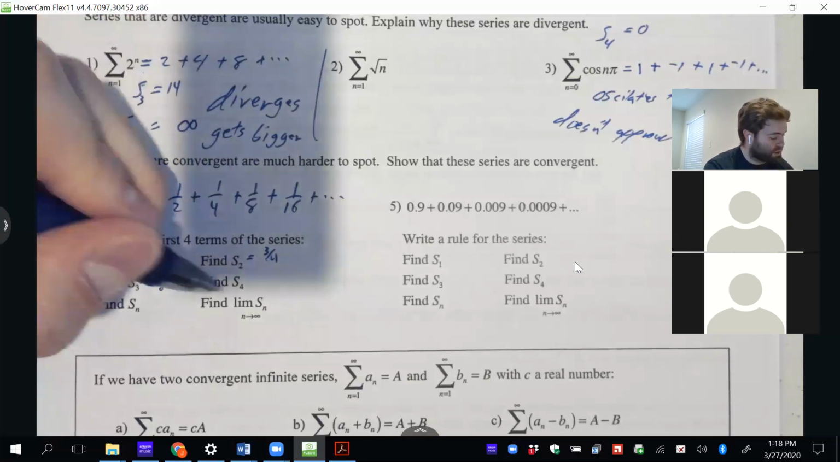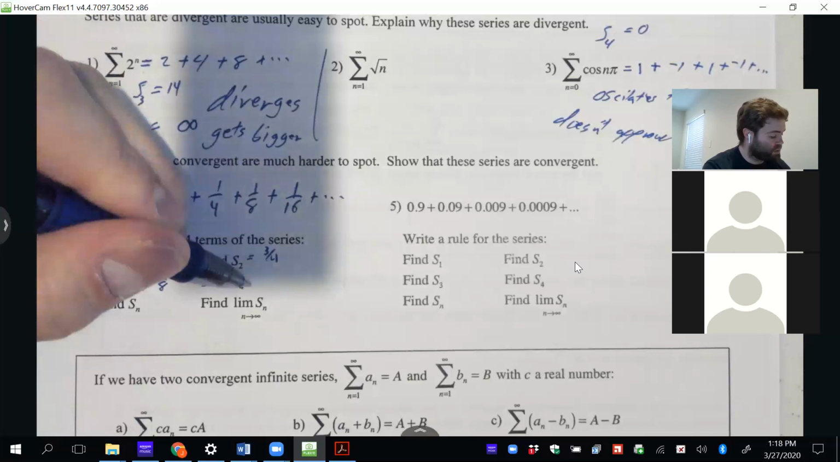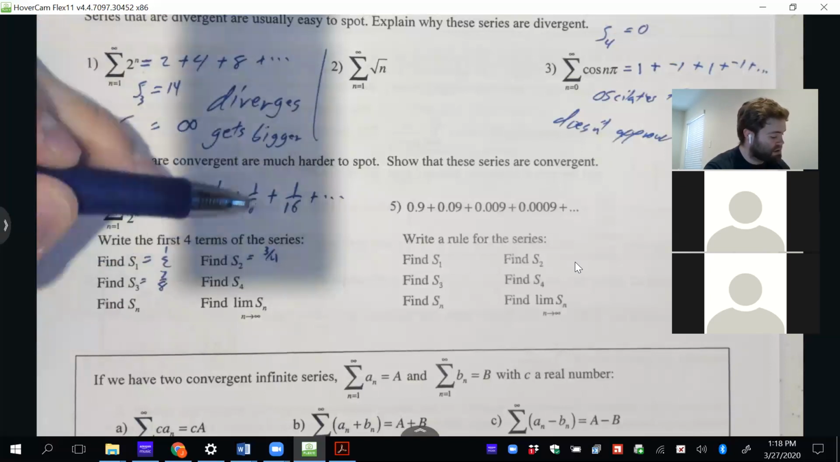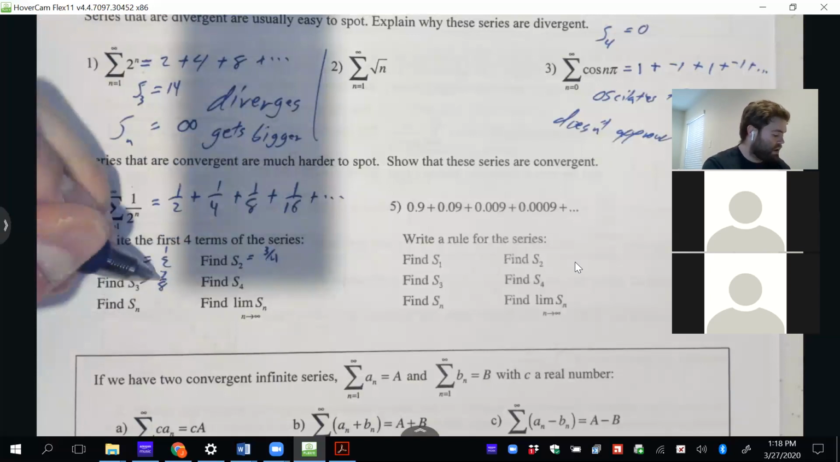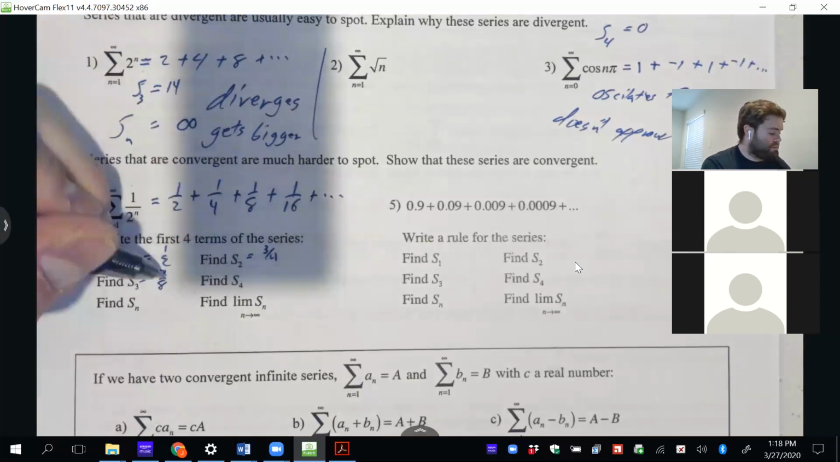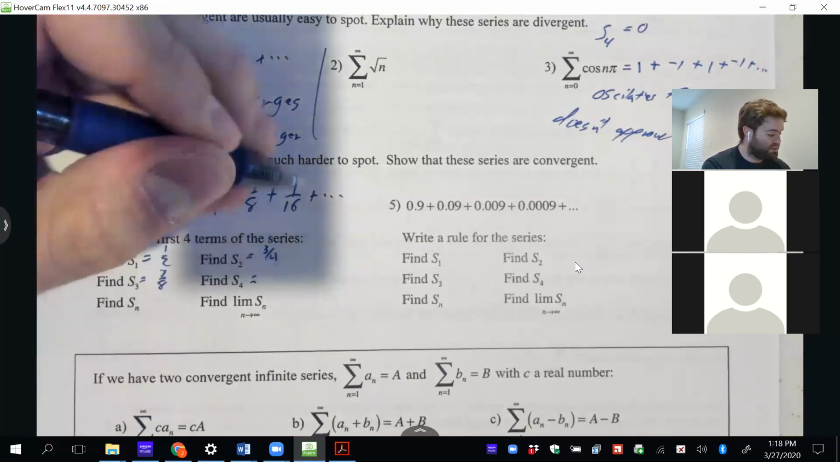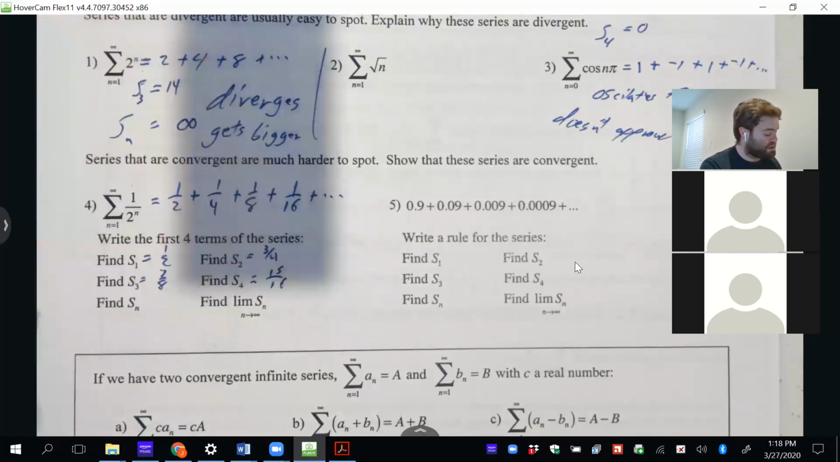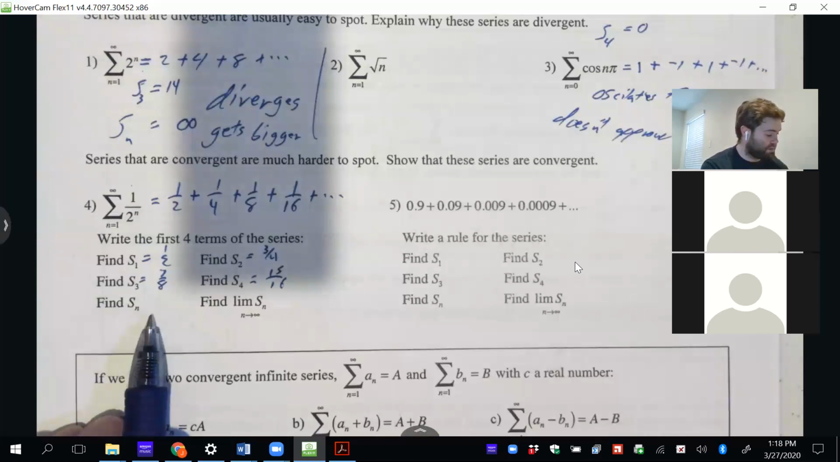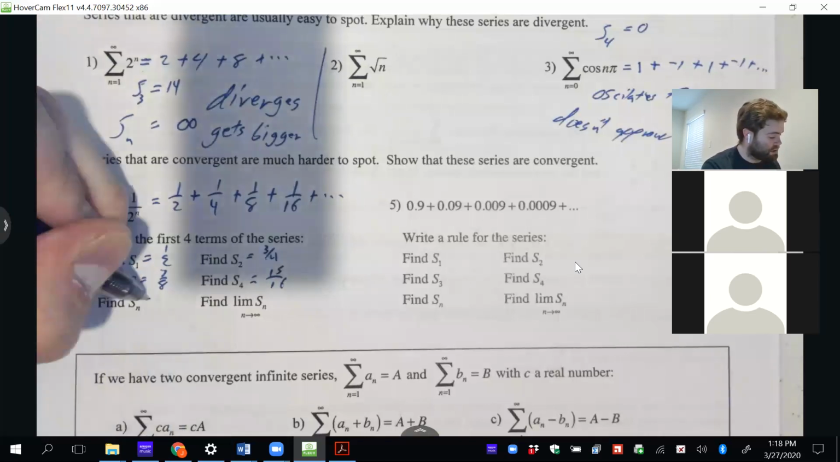Then S sub 4, same idea. Is adding the first 4 terms. We're just taking the previous summation of 3 terms and adding the next. So adding 1/16 to 7/8. Well, we multiply top and bottom by 2, we get 14/16. Then add the 1/16. S sub 4 is 15/16. This right here is asking for S sub n, meaning it's some general term expression that would represent any nth term in this sequence.